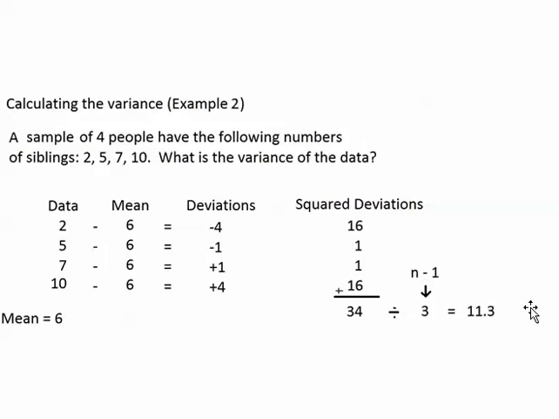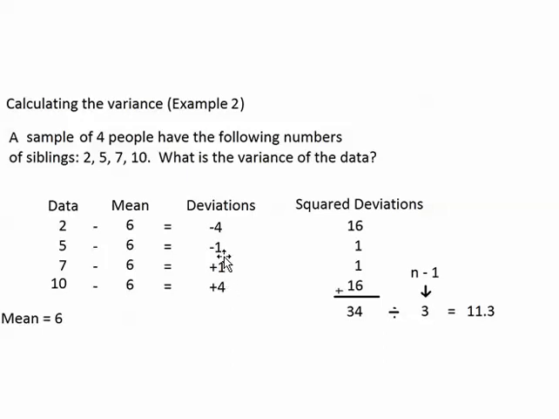This example says a sample of 4 people have the following numbers of siblings, and what is the variance of the data? In this example, the data came from a sample, so we'll be following the steps to find the variance of a sample. First, we add the data values and divide by 4 to get the mean. Next, we subtract the mean from each data value to get our deviations. Next, we square each deviation, or we multiply each deviation by itself.